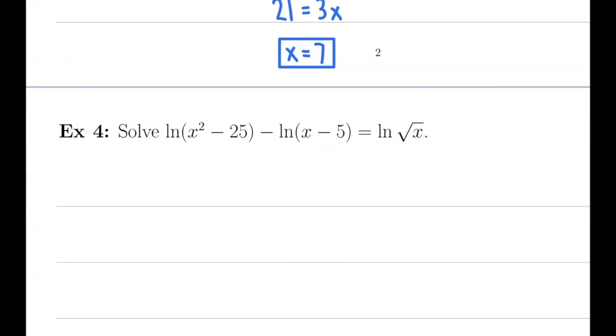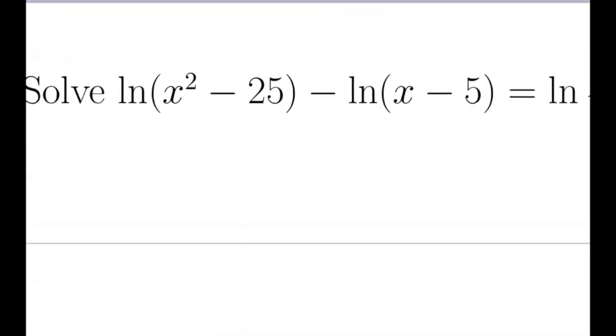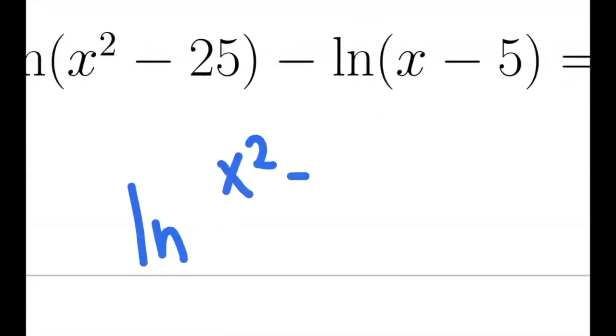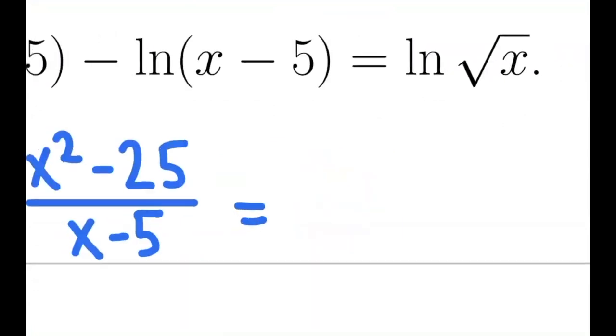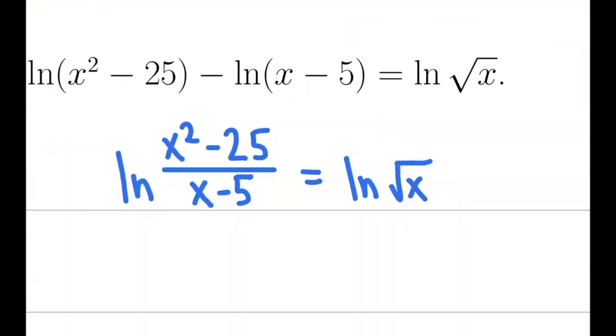So using my log properties, I can combine these two logs using the quotient property of logarithms. The difference of the logarithms equals the logarithm of a quotient. So this equals natural log of (x squared minus 25) over (x minus 5). And on the right side, it's natural log of the square root of x. So we're trying to solve for x.